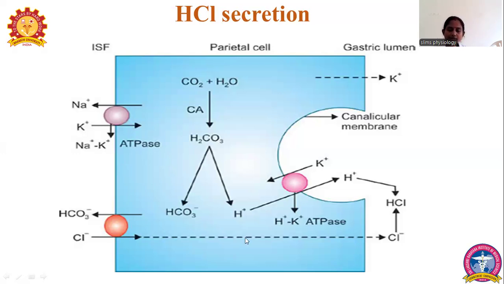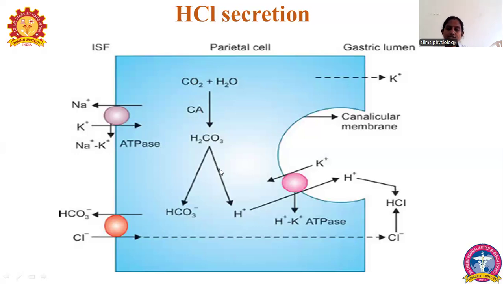Okay, so we'll revise this again once. We have carbon dioxide inside the cell as a product of metabolism, and we also have carbon dioxide penetrating from the blood through the interstitial fluid into the parietal cell, which combines with water to form carbonic acid in the presence of carbonic anhydrase. Carbonic anhydrase catalyzes this reaction, the formation of carbonic acid.